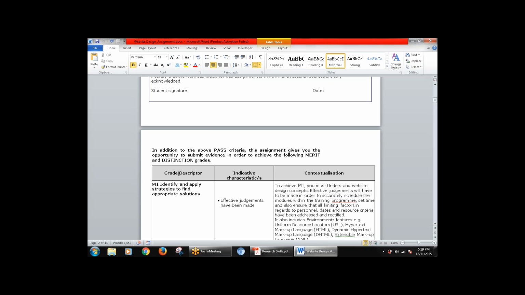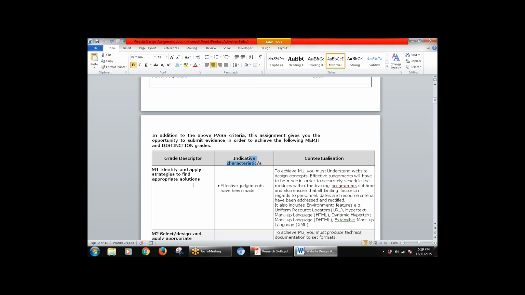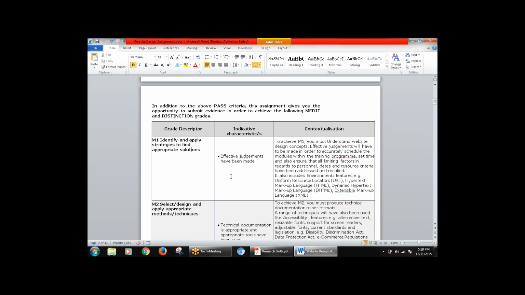So this is the grade description, that is the indicative characteristic, that is the contextualization. There are three grades available. One is the M1: identify and apply the strategy that is used to find out the appropriate solutions. Then what is the characteristic? Effective judgments have been made for this one.